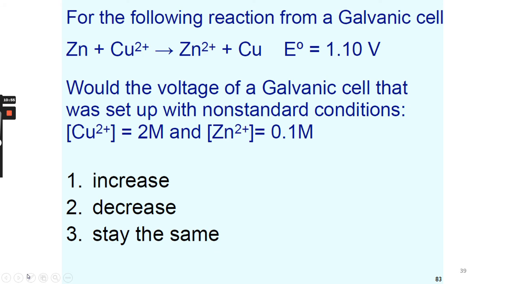So let's apply this. For the following reaction, for an electrochemical or galvanic cell, here you have copper and zinc. With the voltage of the cell set up under non-standard conditions, what would happen to the voltage of this cell? The concentration of your copper ions is 2 molar, and your zinc ions is 0.1.